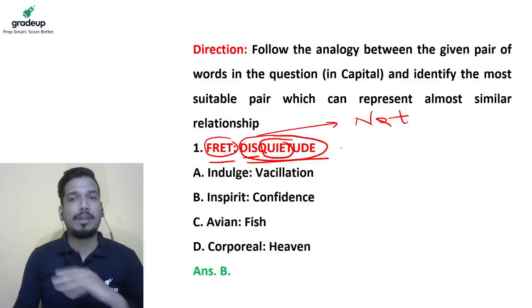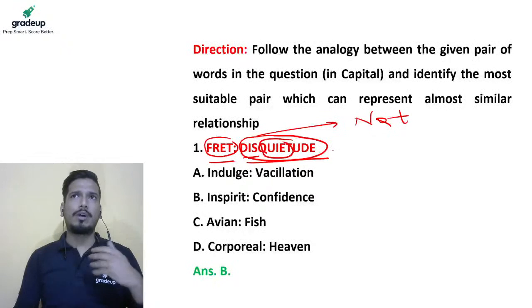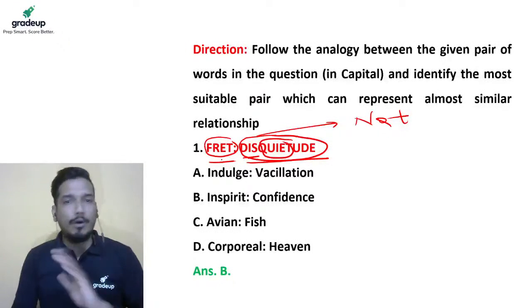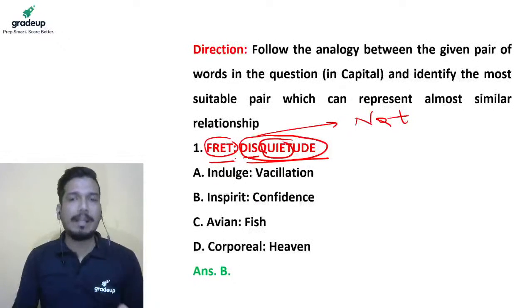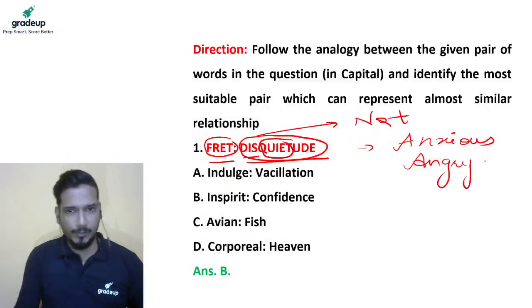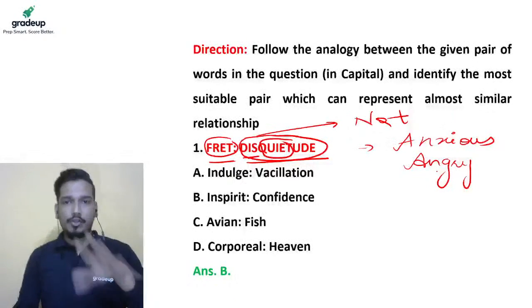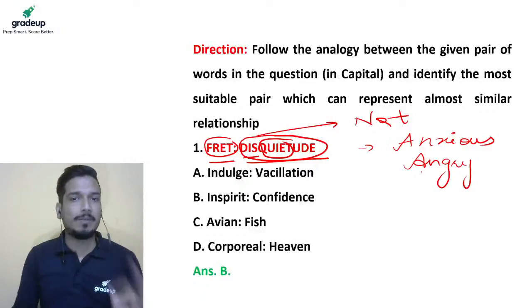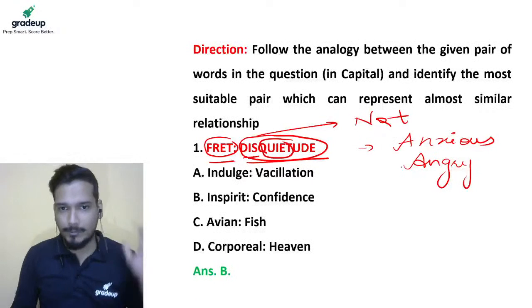What I mean to say is you are anxious, or you are angry about something, you are disappointed about something. Fret also means the same. So fret and disquietude both mean that you are anxious or angry or disappointed. So these two words are synonyms, and I have to find an option which exhibits a synonymous relationship.